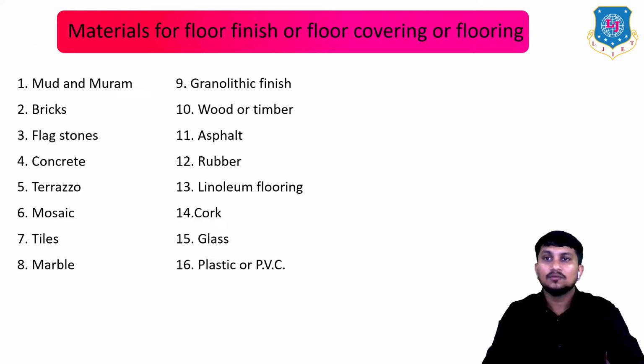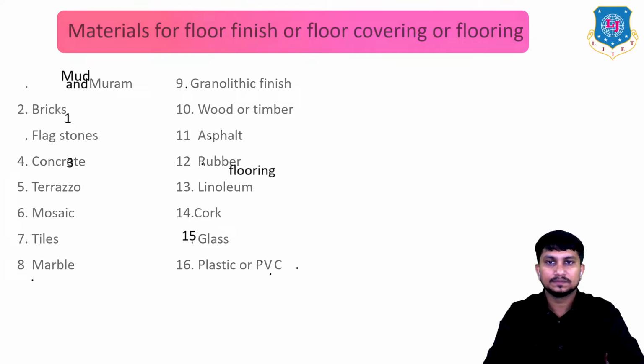Now let's see what are the materials for floor finish, or you can say floor covering, or you can say flooring. There are total 16 types of floor finish available in the market, like mud and muram, bricks, flagstones, concrete, terrazzo, mosaic, tiles, marble, granolithic finish, wood or timber, you can say, asphalt, rubber, linoleum flooring, cork, then glass, plastic or PVC, etc. Let's see these all type of floor finish one by one.